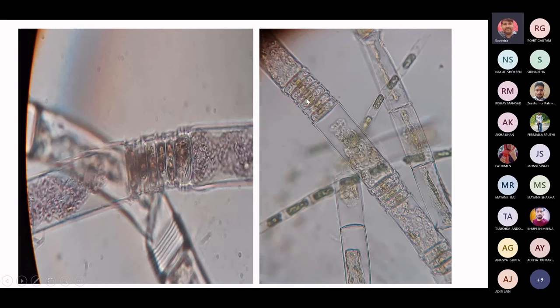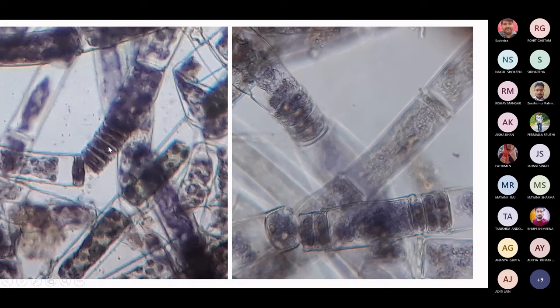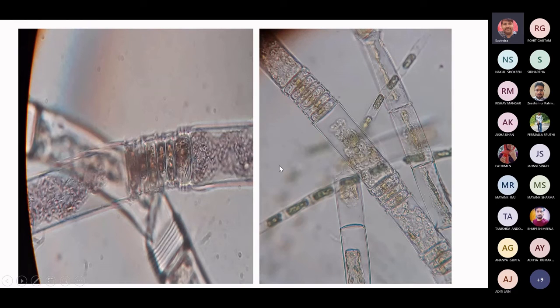Here it's a young antheridia because there is no division of male nuclei. यहाँ पर division नहीं हुआ है, यहाँ पर division हुआ है. Just you have to note down this point. You can see two nuclei here, and here we can see only one nucleus.